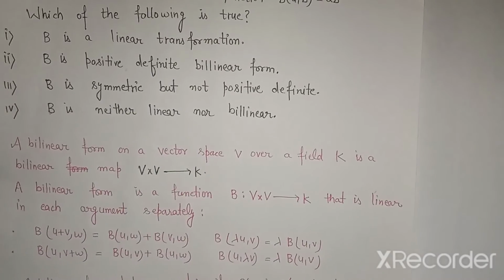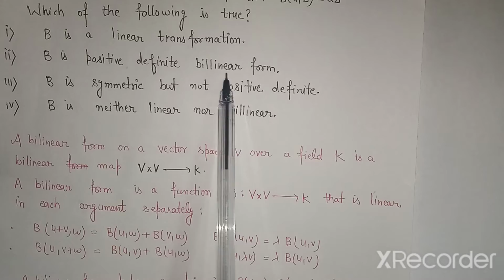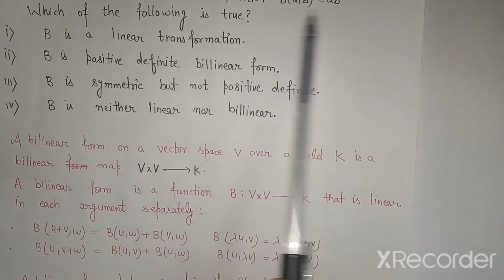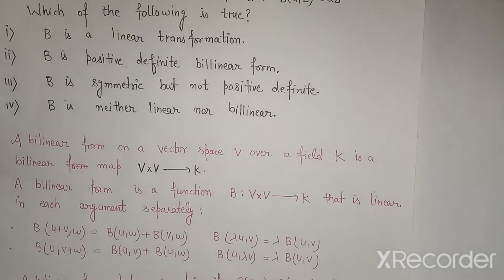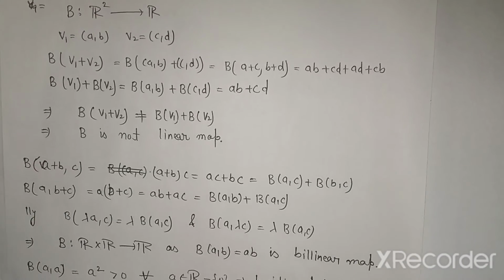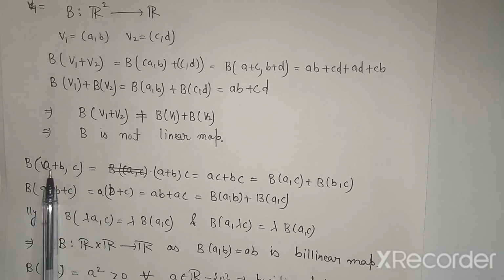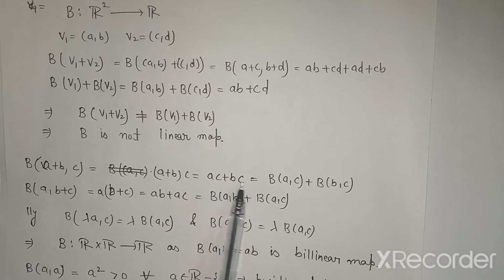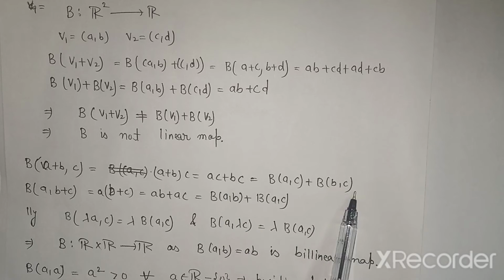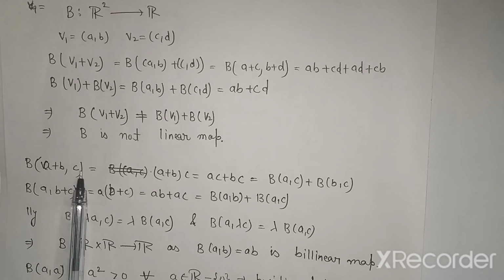Now option 2 says B is a positive definite bilinear form. So first we check whether the given map is a bilinear form or not. For that we check that it should be linear in the first coordinate as well as the second coordinate. So is it linear in the first coordinate or not? For that we take B applied on (a plus b, c), which is their product (a plus b) into c, and it becomes ac plus bc. So from here I can write B applied on (a, c) plus B applied on (b, c). So B of (a plus b, c) becomes this.